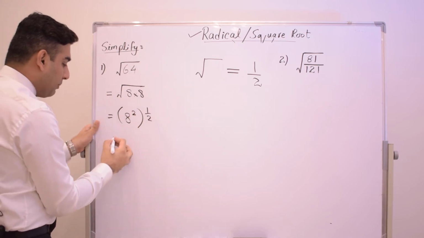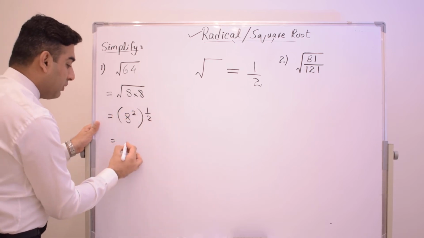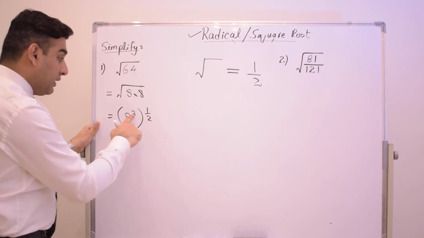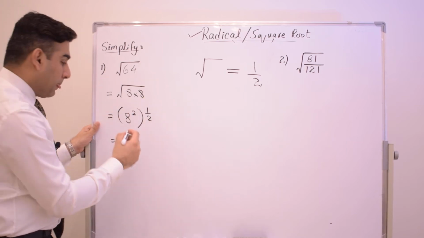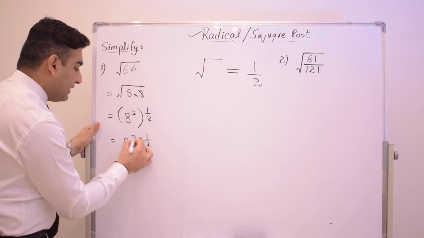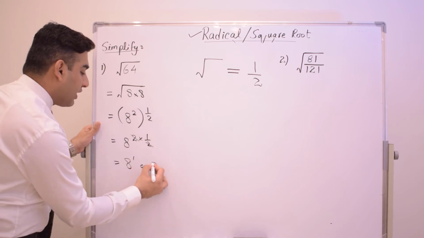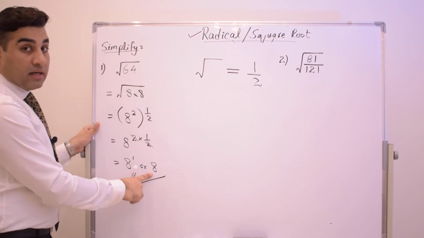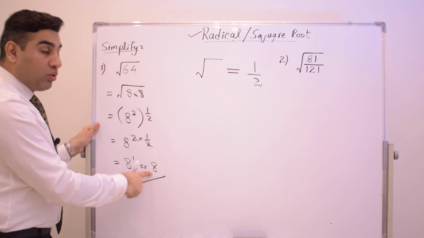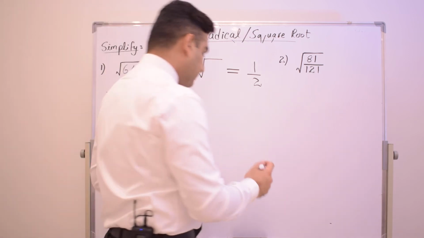This is the whole power, so both parts will multiply for simplification. This and this always multiply. So 2 times 1 over 2, this and this cancel, and it will come 8 power 1, or you can just write 8. So 8 is the radical of 64, or 8 is the square root of 64. I'm done with this part. Let's go with part number 2.